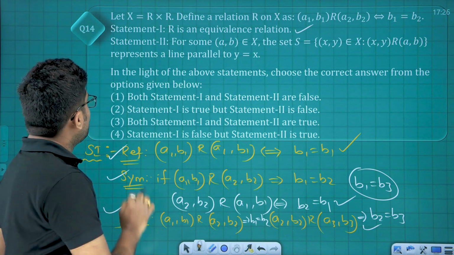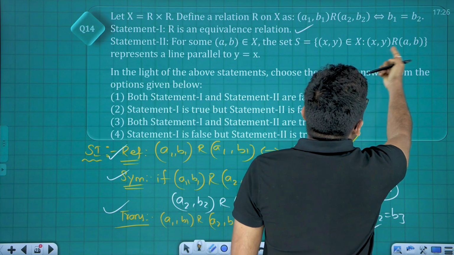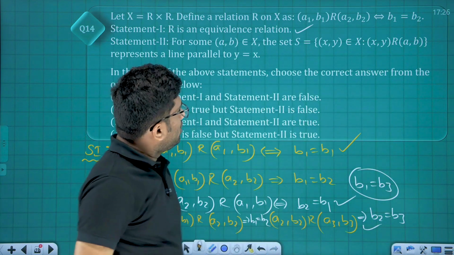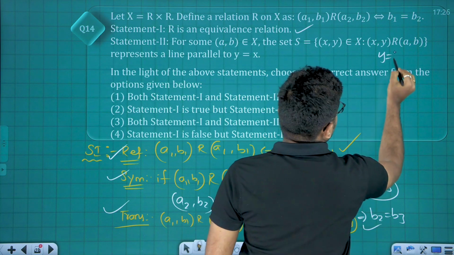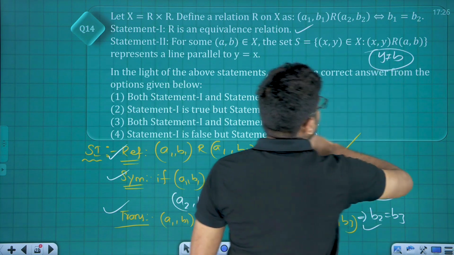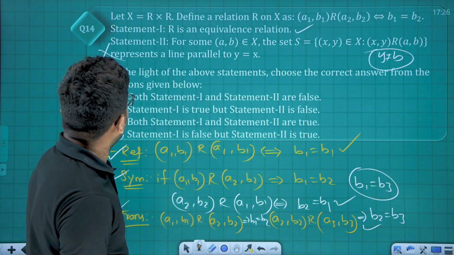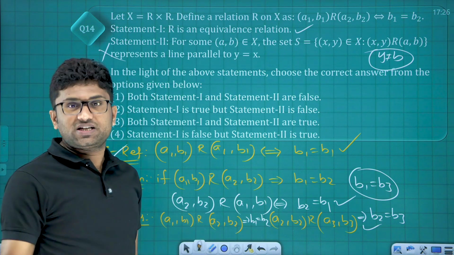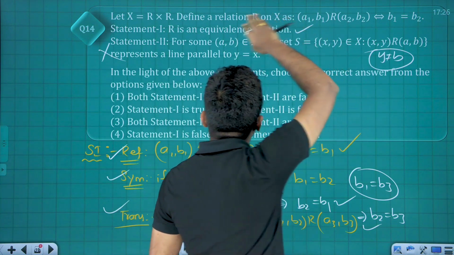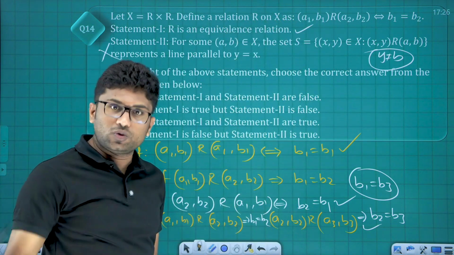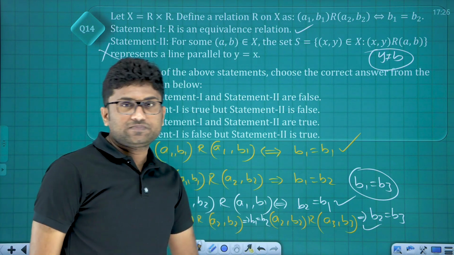Statement 1 is true. Let's see statement 2. For some (a, b) belonging to X, let's say (x, y) is related to (a, b). If (x, y) is related to (a, b), y should equal b. Is y equal to b? No. So y is not equal to b, that means it is not a relation at all. It does not belong to our R. That's it, we need not proceed with the problem. So statement 1 is true, statement 2 is false.